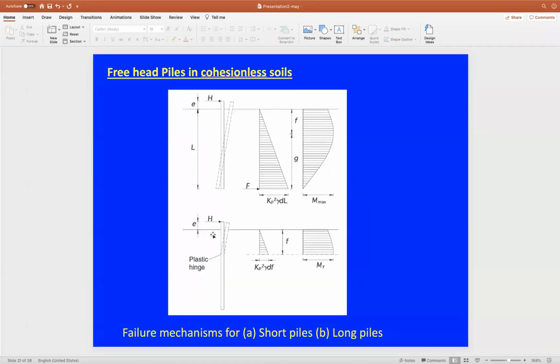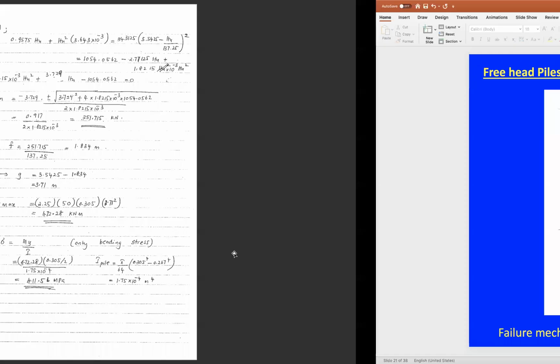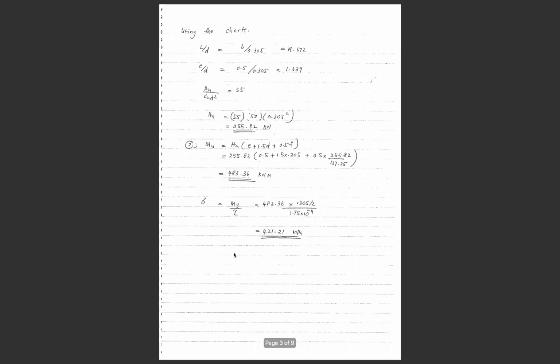So that's for this part of the problem, which is working out the short pile failure scenario. And then we're going to assume that the long pile failure scenario prevails. Let's go back here to the solution. Okay, so if you continue with the questions, that's the same as question 2. You need to assume the long pile failure scenario.